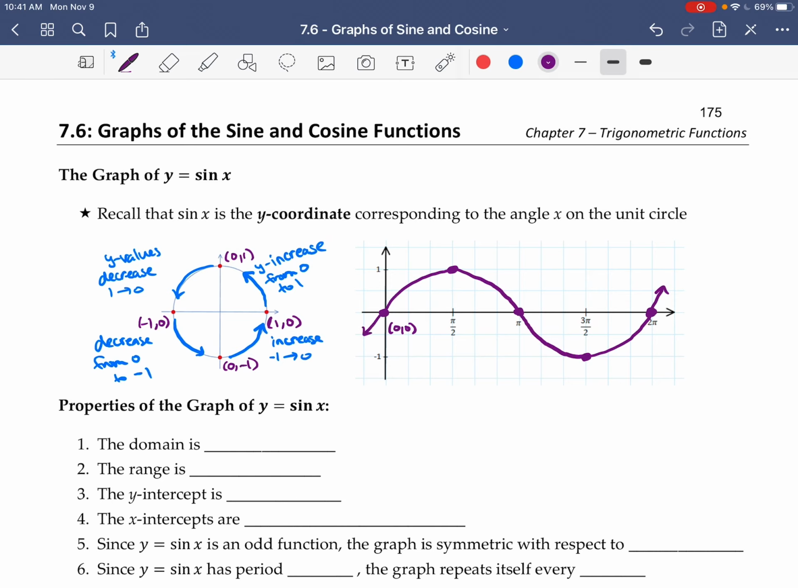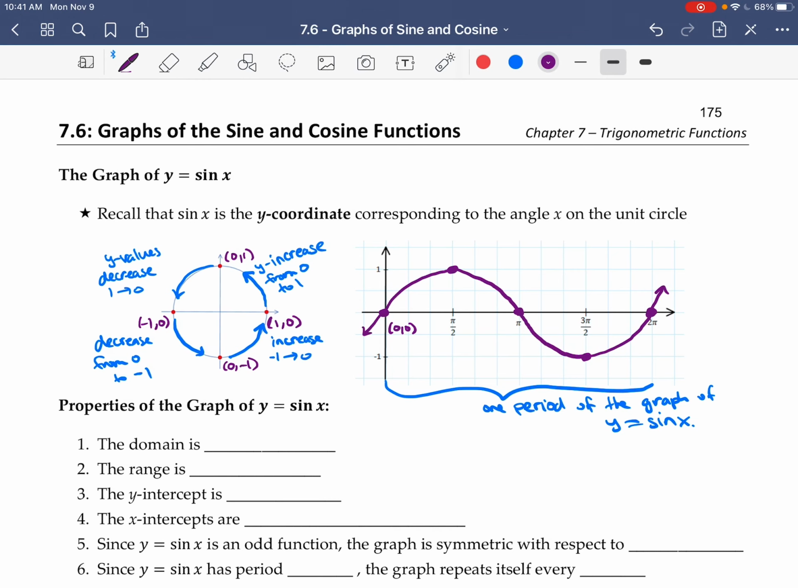Okay, so remember that the period for sine was 2 pi. Okay, so from 0 to 2 pi, this is one period of the graph of y equals sine x. Okay, so that's the length, 2 pi there.